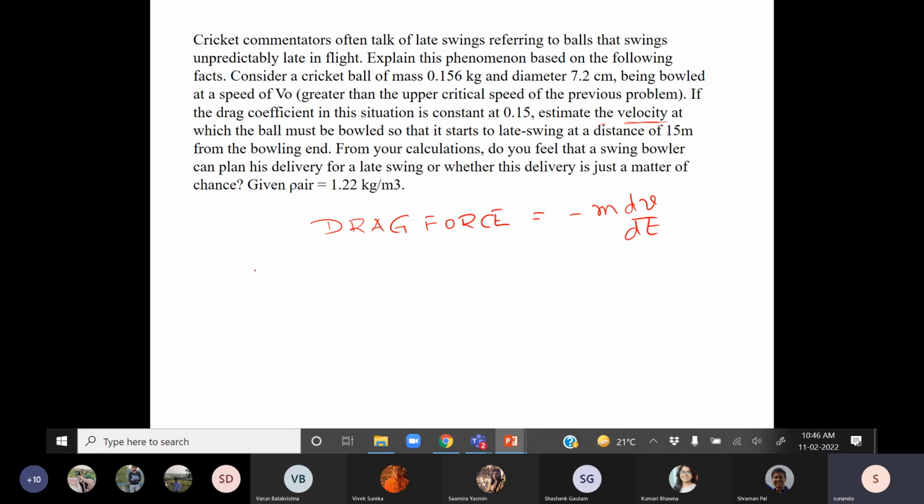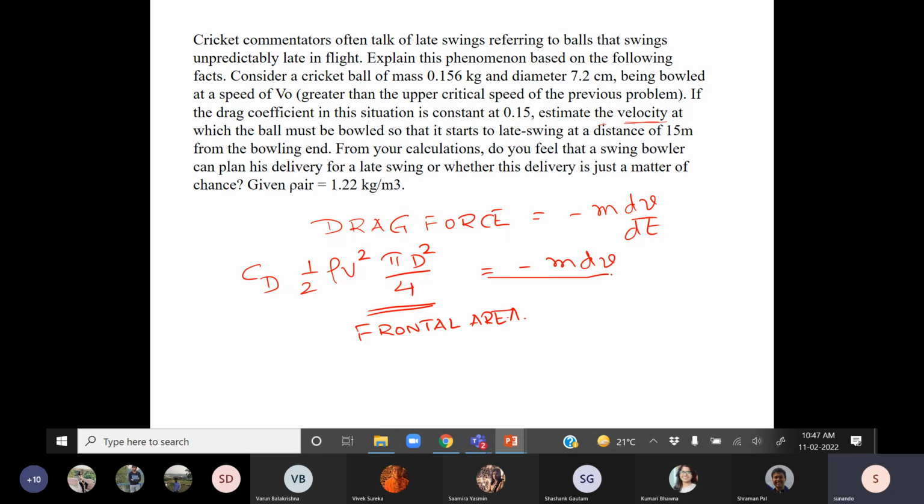And the drag force, by the definition of CD, would simply be half rho v square times pi d square by 4. Note that this is always the frontal area. This would be equal to minus m dv dt. And we know that the value of CD is provided as 0.15, which is a constant, and everything else on the left-hand side is known. So you have a complete expression for dv dt.